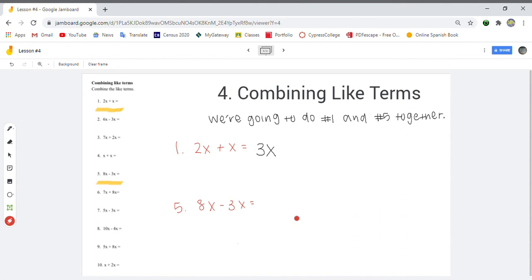And so for this one, we're going to be subtracting variables. We're going to be subtracting these two terms, and we see that x is matched, so we can do that. So we have over here 8x and minus 3x. So just ignore the variables and do 8 minus 3. 8 minus 3 is 5. So we'll place the 5 over here, and we'll put the variable over here. So 8x minus 3x equals 5x. And these two are your answers to 1 and 5.